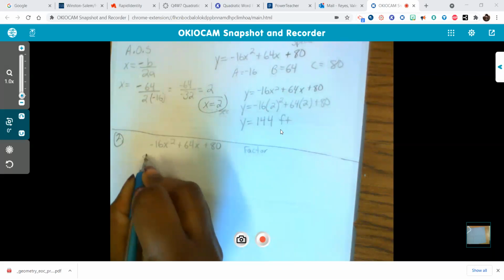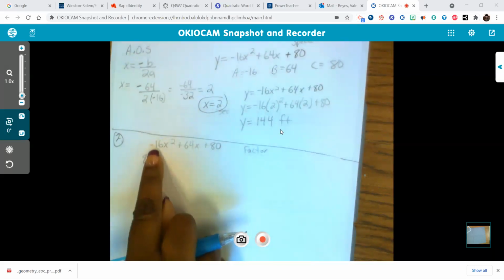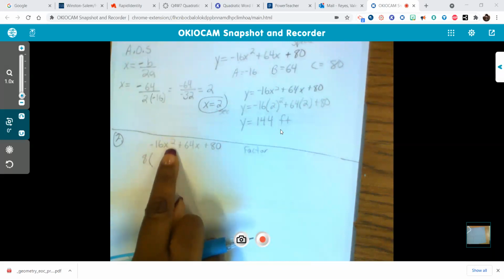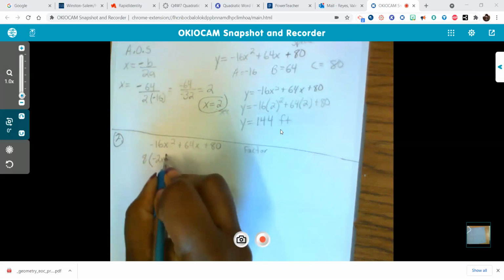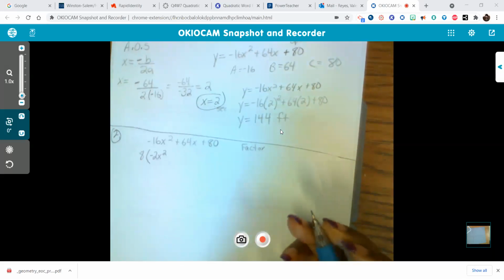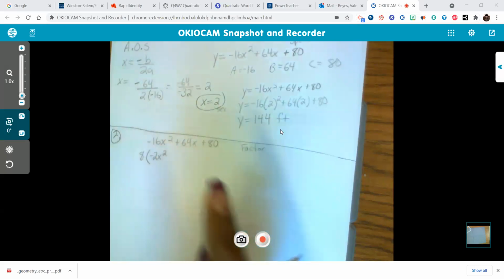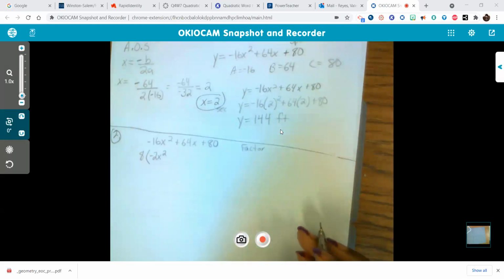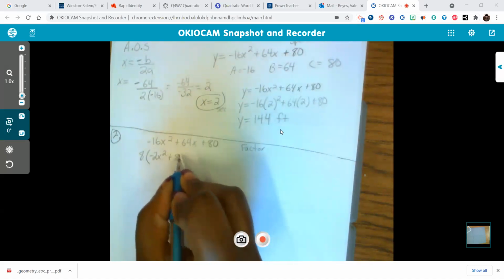So when I take out an 8, what can I multiply times 8 to give me this negative 16x squared? Negative 2x squared. Okay, somebody different this time. What can I multiply times 8 to give me a positive 64x? Okay, good, 8x.